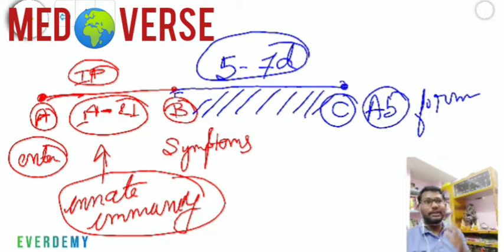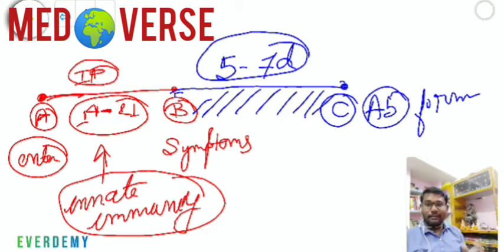For example, if dengue fever comes today, you can do the dengue IgM antibody test only after 5 days. Before 5 days, if you do the dengue IgM antibody test, it will always be negative.